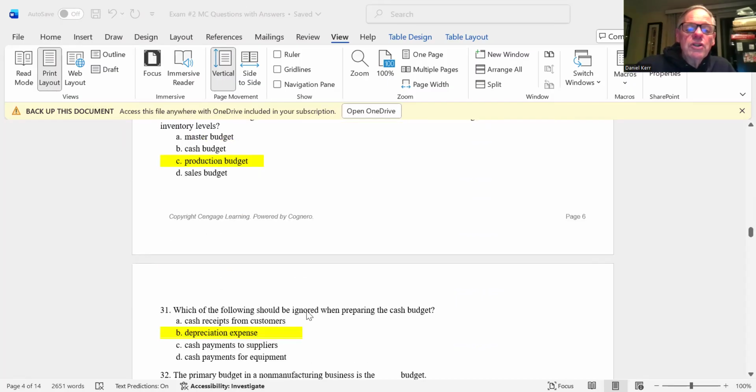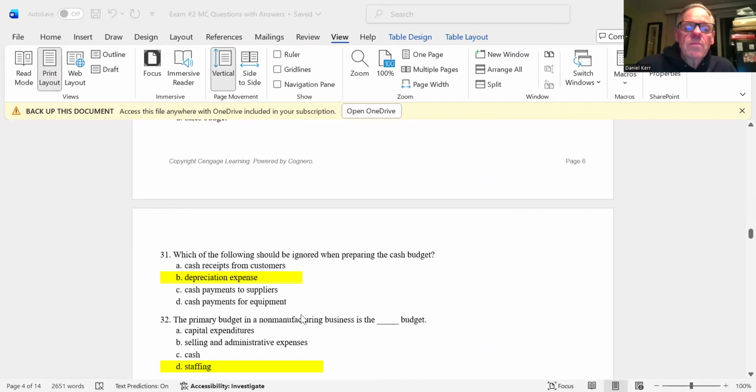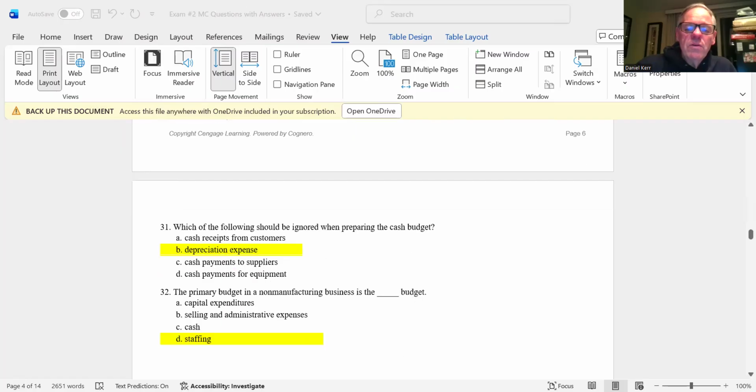31, which of the following should be ignored when preparing a cash budget? Well, depreciation expense is a non-cash expense, so we would ignore depreciation expense. And 32, the primary budget in a non-manufacturing business would be the staffing budget. Staffing budget would be the primary budget for a non-manufacturing business or a service organization. Okay, so that's it for the review of the multiple choice.